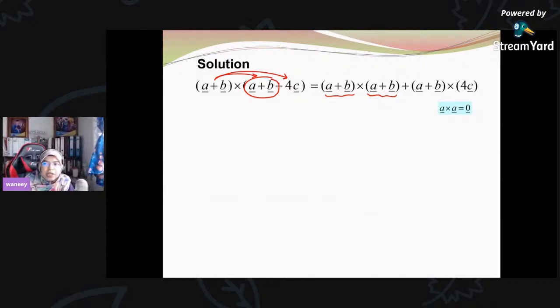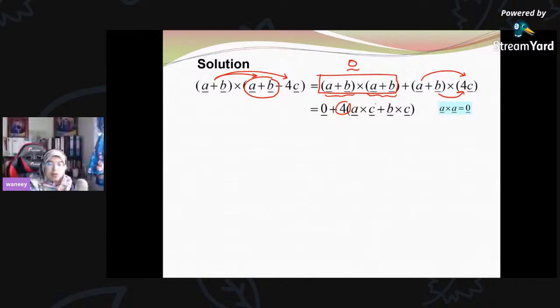So that means this one is equal to 0, and I only need to expand (A + B) cross with 4C. So we expand A cross 4C plus B cross 4C. I take out the constant outside, so I have 4 times (A cross C plus B cross C).